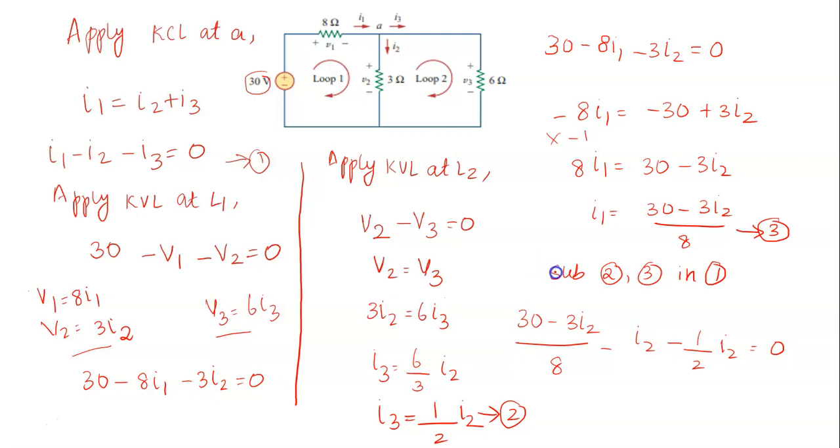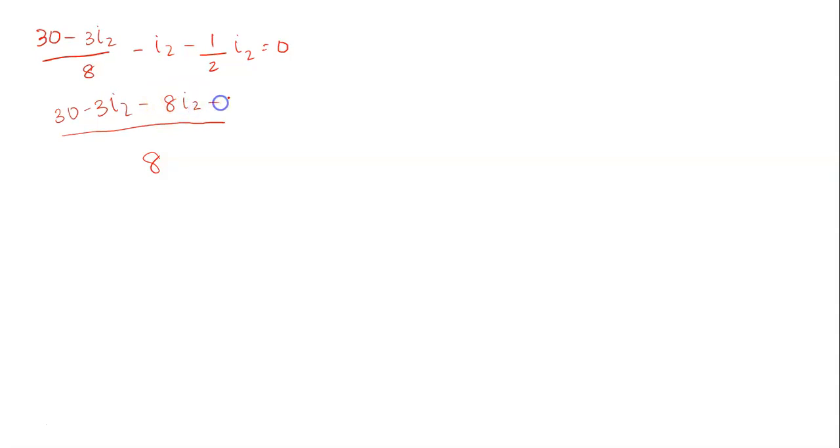So when we are solving this equation, that is (30 minus 3I2) divided by 8 minus I2 minus 1 by 2 I2 is equal to 0, we are going to take the LCM. So it is 30 minus 3I2 minus 8I2 minus 4I2 is equal to 0. When we solve this equation, we get 30 minus 15I2 is equal to 0. So I2 is equal to 2 ampere.